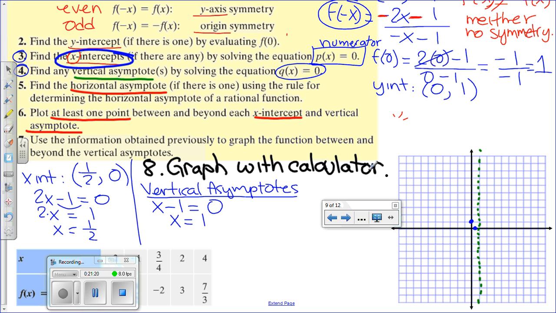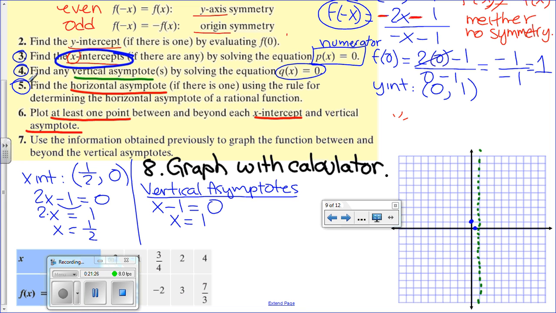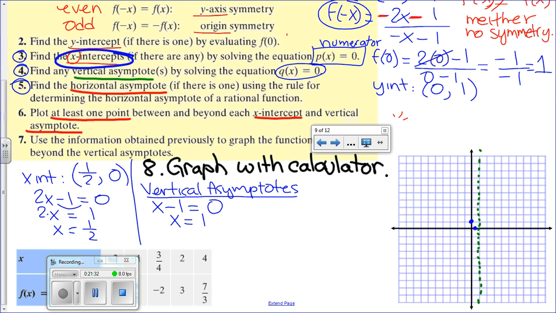Okay, so we're done with number 4. Let's go ahead and move to number 5. And now to find the horizontal asymptote, we need to consider, is this function top heavy, bottom heavy, or is it of the same degree? And so you can see that the degree of the numerator is equal to 1, and the degree of the denominator is also equal to 1.